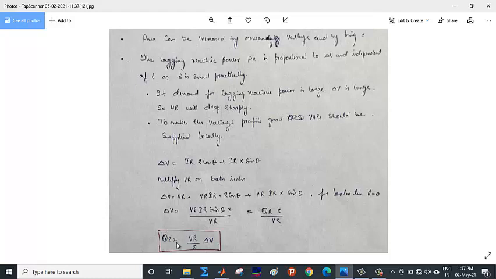So there are two important things. This voltage drop from sending end to receiving end depends upon how much reactive power has to be supplied. And this real power depends upon the delta, that is the angle between the sending end and the receiving end.